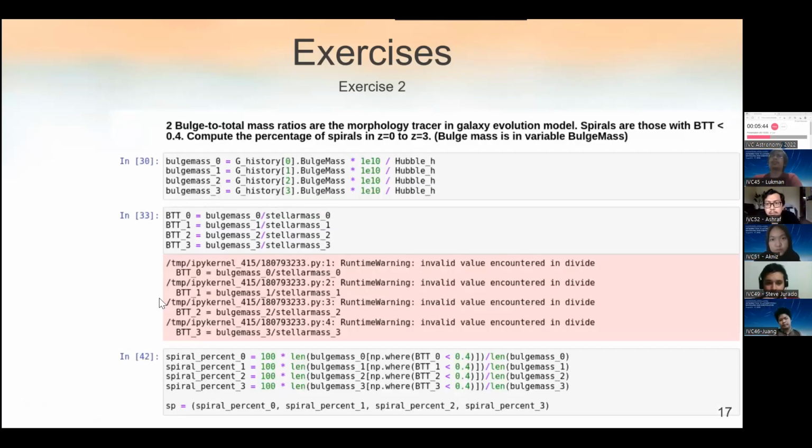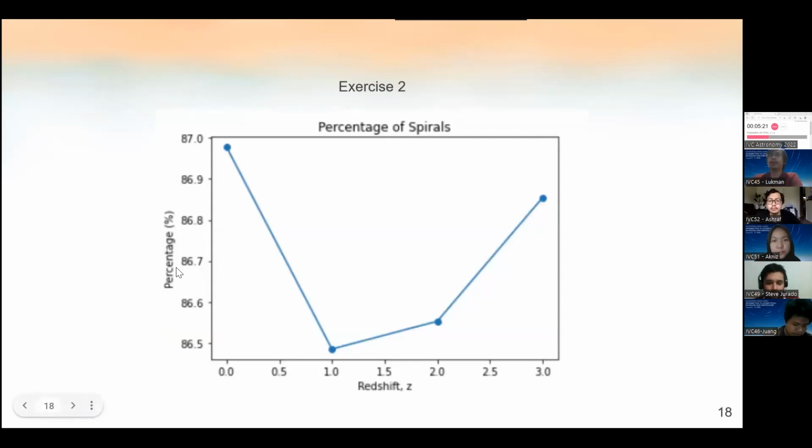For the second exercise, we have to find the percentage of spiral galaxies at each redshift. We do pretty much the same thing as before, but we have to calculate the bulge to total mass ratio, and we use that as our filter. Next slide. From this plot, we note that it generally increases as the redshift increases. From redshift 1 up to redshift 3 it increases, except for redshift 0 to redshift 1, where there was actually a huge drop.